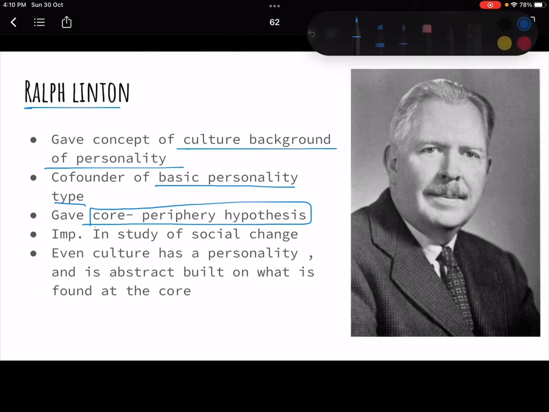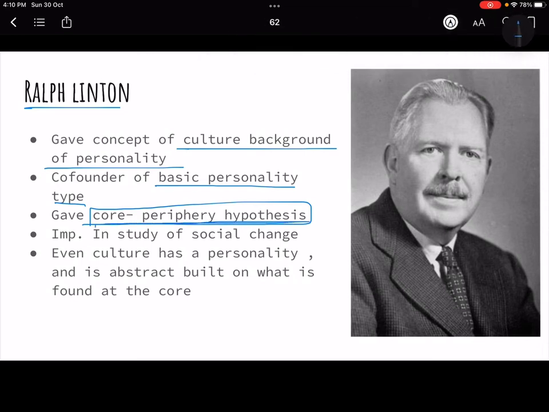So now this core periphery hypothesis was important in social change. I'll tell you how. First, let's finish the core periphery hypothesis. He says even culture has a personality. That means the core part of the culture forms the personality of the culture. So whatever you have in the core part of it, that would be the personality of that culture.